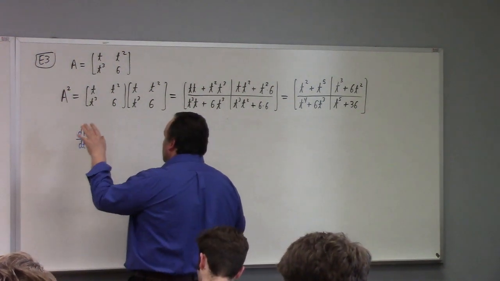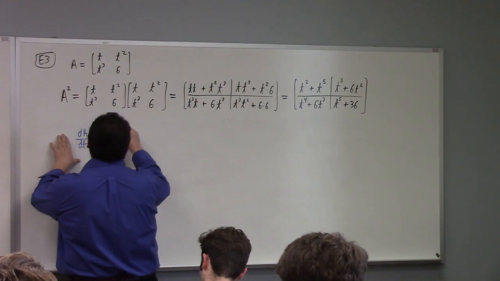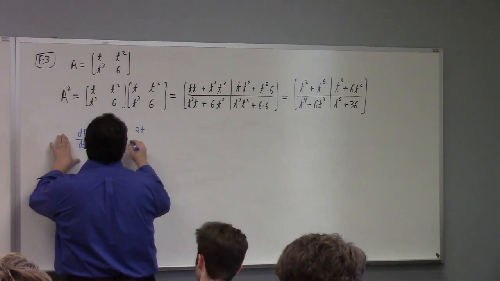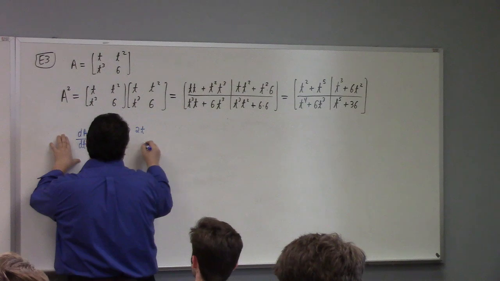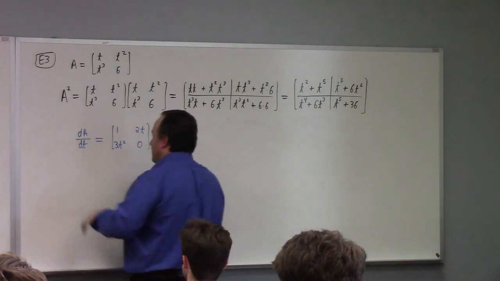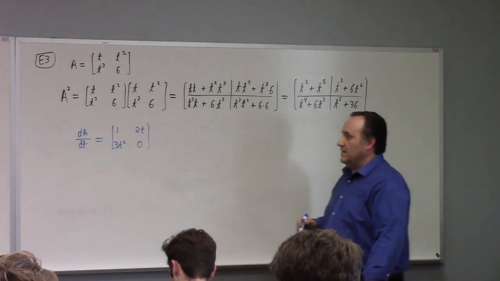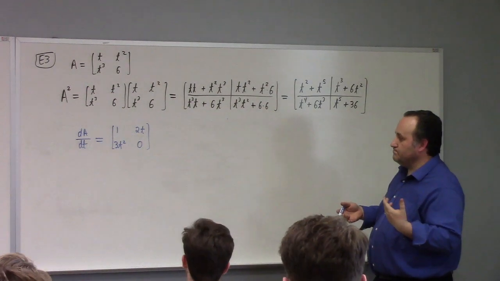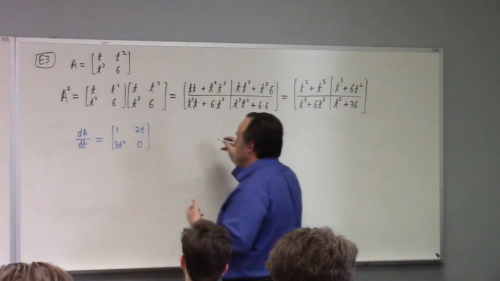You'd end up having a constant matrix added in the indefinite integral. Okay, so dA dt is what? You guys tell me. 1, 2t, 3t squared, 0. All right, great. How about the derivative of A squared?